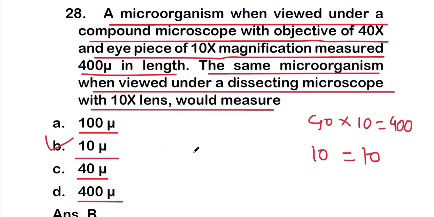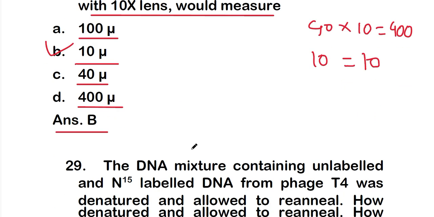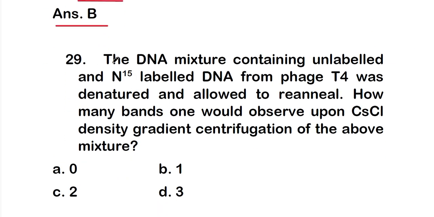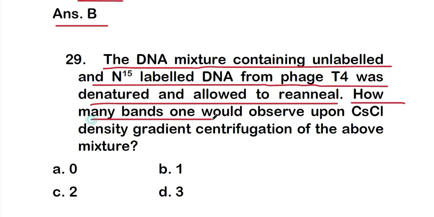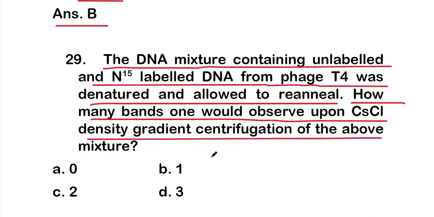Okay, understand? So next question, let's see. Next is 29. That is the DNA mixture containing unlabeled and N15 labeled DNA from phage T4 was denatured and allowed to reanneal. So how many bands one would observe upon cesium chloride density gradient centrifugation of the above mixture? Option A is 0 band, option B 1 band, option C 2 bands, option D 3 bands.